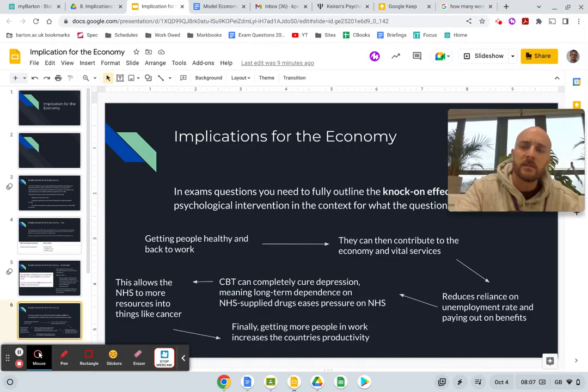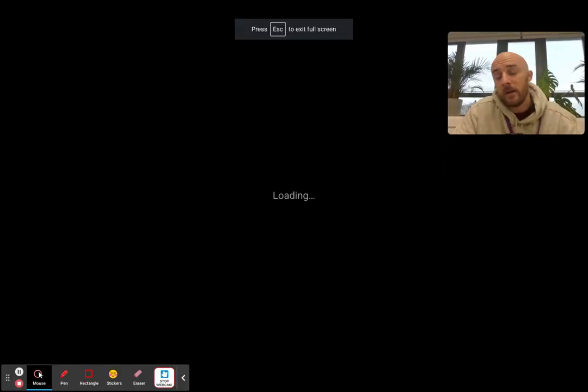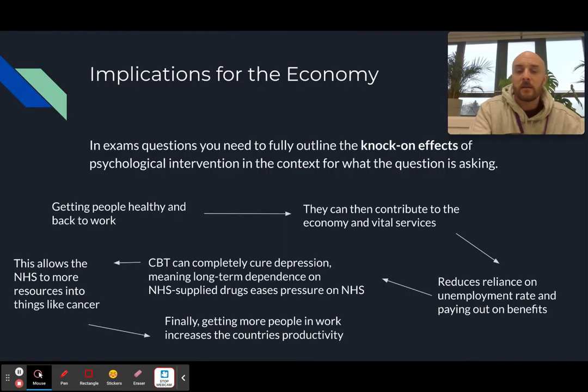So what's a consequence of getting people back to work? They can then contribute to the economy and vital services. This reduces reliance on the government paying out things like unemployment benefit, right? Because you get paid if you don't have a job, although you don't get paid that much. So this reduces the government paying that, right? CBT can completely cure depression, meaning that these NHS supplied drugs that we have to keep paying for are going to go down. It's going to allow the NHS to pour more resources into things that are currently incurable.